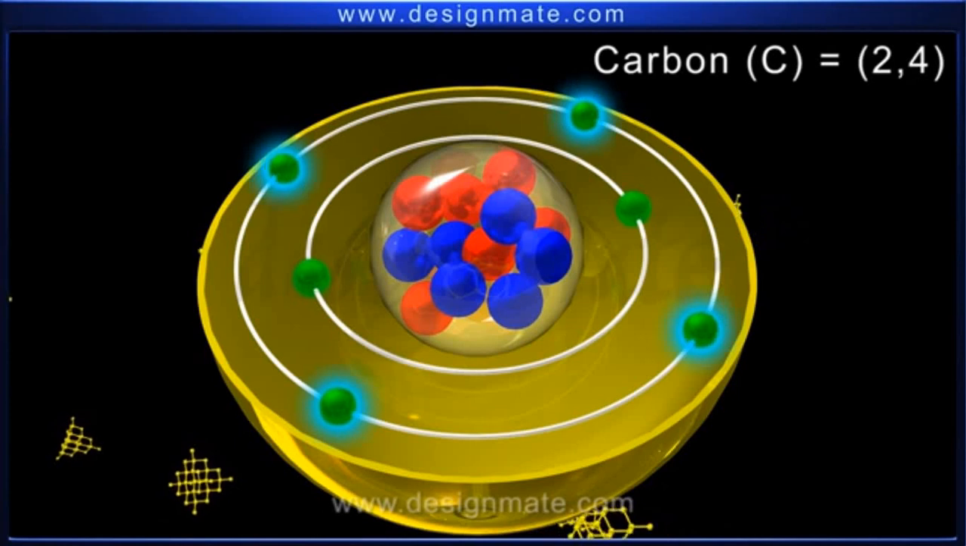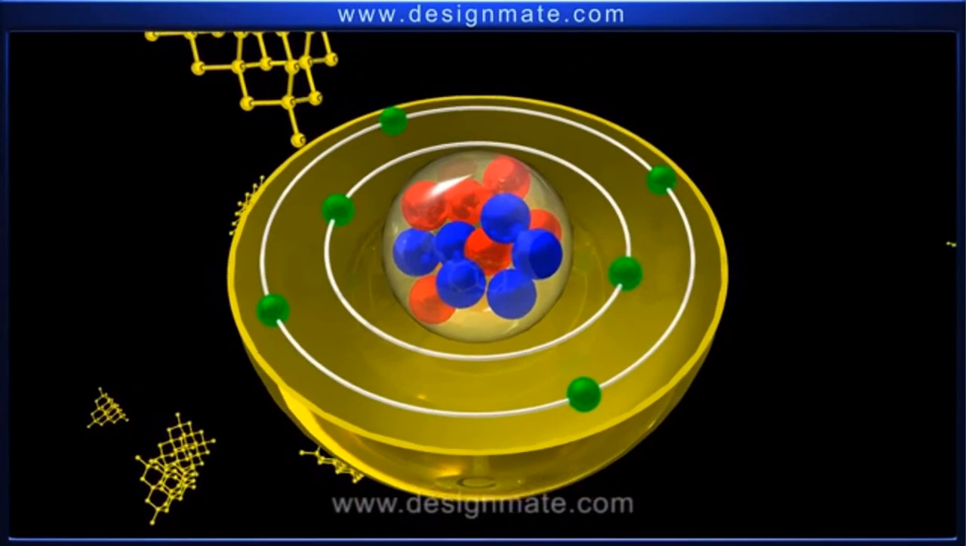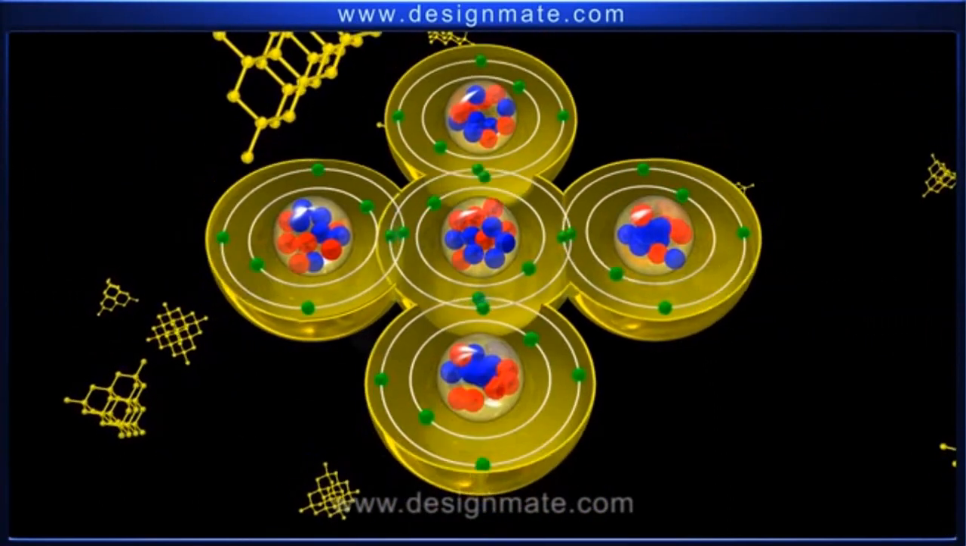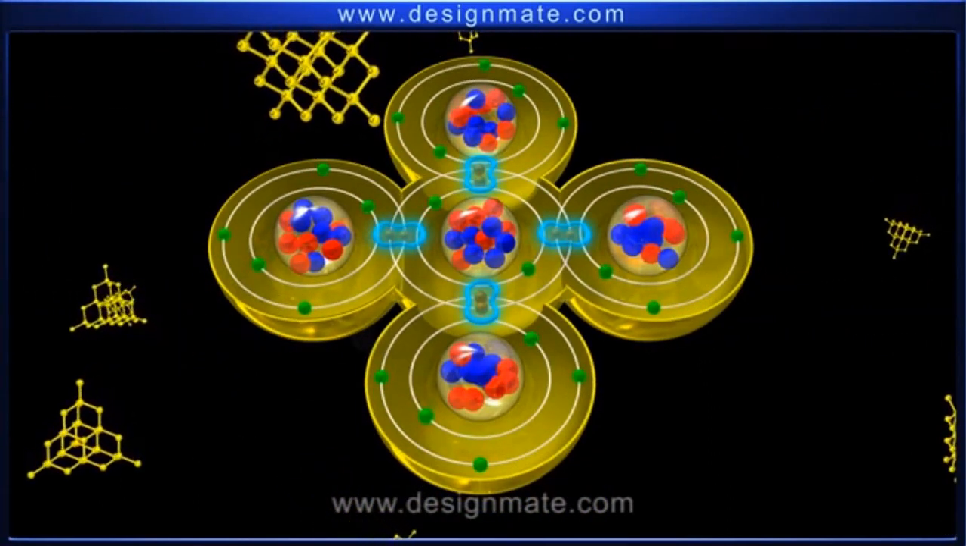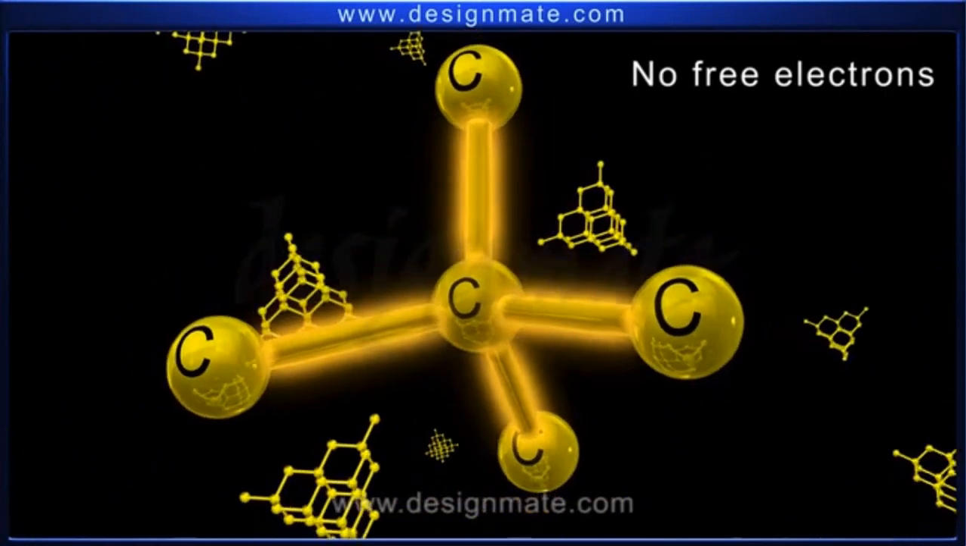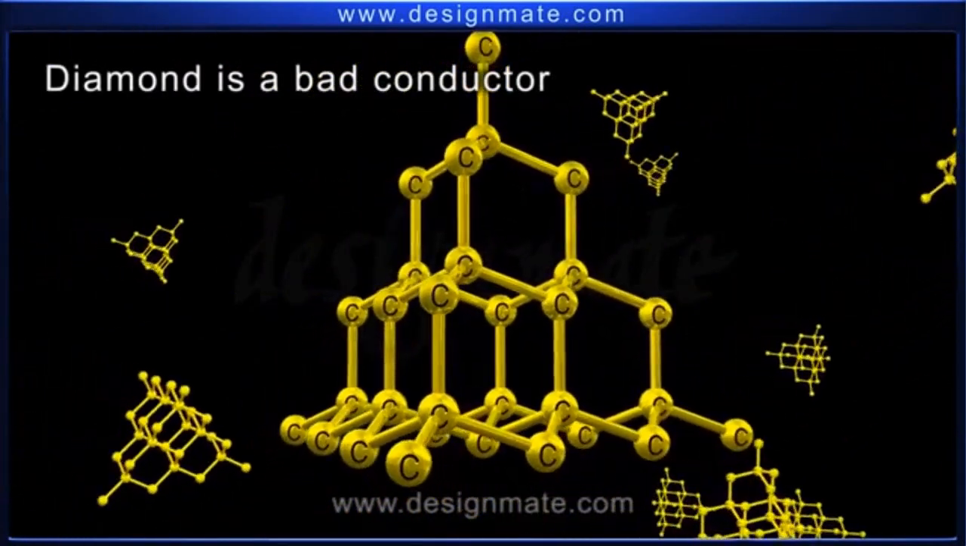That is, it contains 4 electrons in its outermost orbit. It shares all the 4 electrons with 4 other carbon atoms. So there are no free electrons left in the carbon atoms. Thus, the diamond is a bad conductor of electricity.